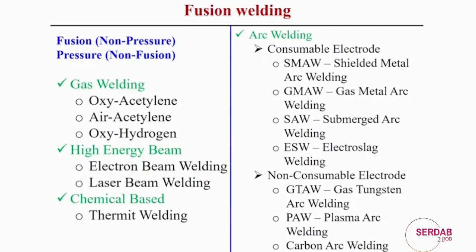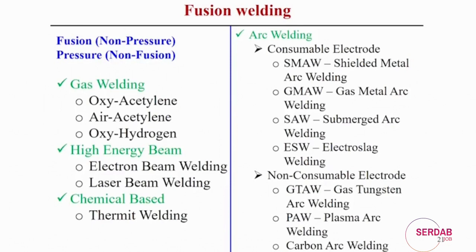Arc welding processes are categorized in the following way: using a consumable electrode or using a non-consumable electrode. With a consumable electrode, the electrode is consumed during the welding process and becomes part of the weld joint. For consumable electrodes we have shielded metal arc welding, SMAW, which is mostly used, GMAW gas metal arc welding, submerged arc welding, and electro slag welding. These are the most general consumable electrode arc welding processes.